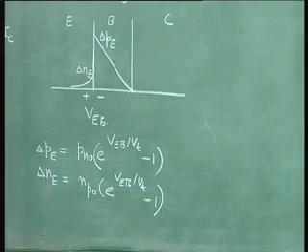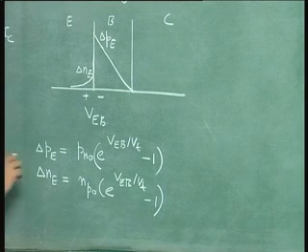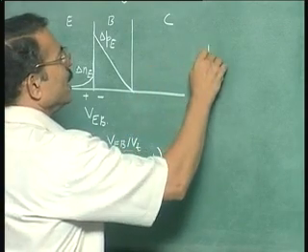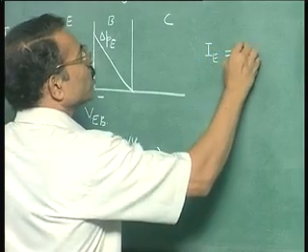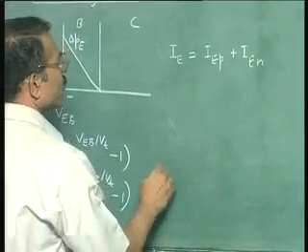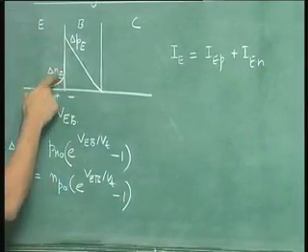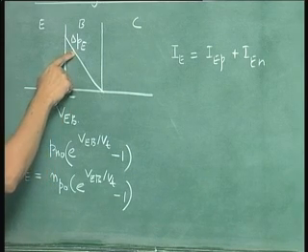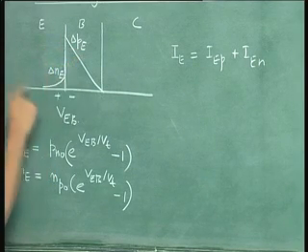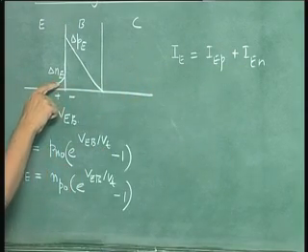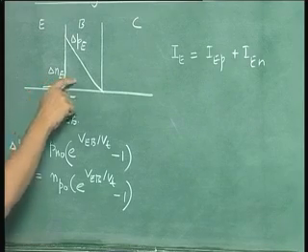Now proceeding further, how can we write the emitter current in terms of these concentrations? We again follow the PN junction theory, and we can write IE is equal to IEP plus IEN. So IE is the current across this particular emitter junction. IEP is due to these holes which are injected from emitter into base. And IEN is due to these electrons which have been injected into the emitter from the base region.